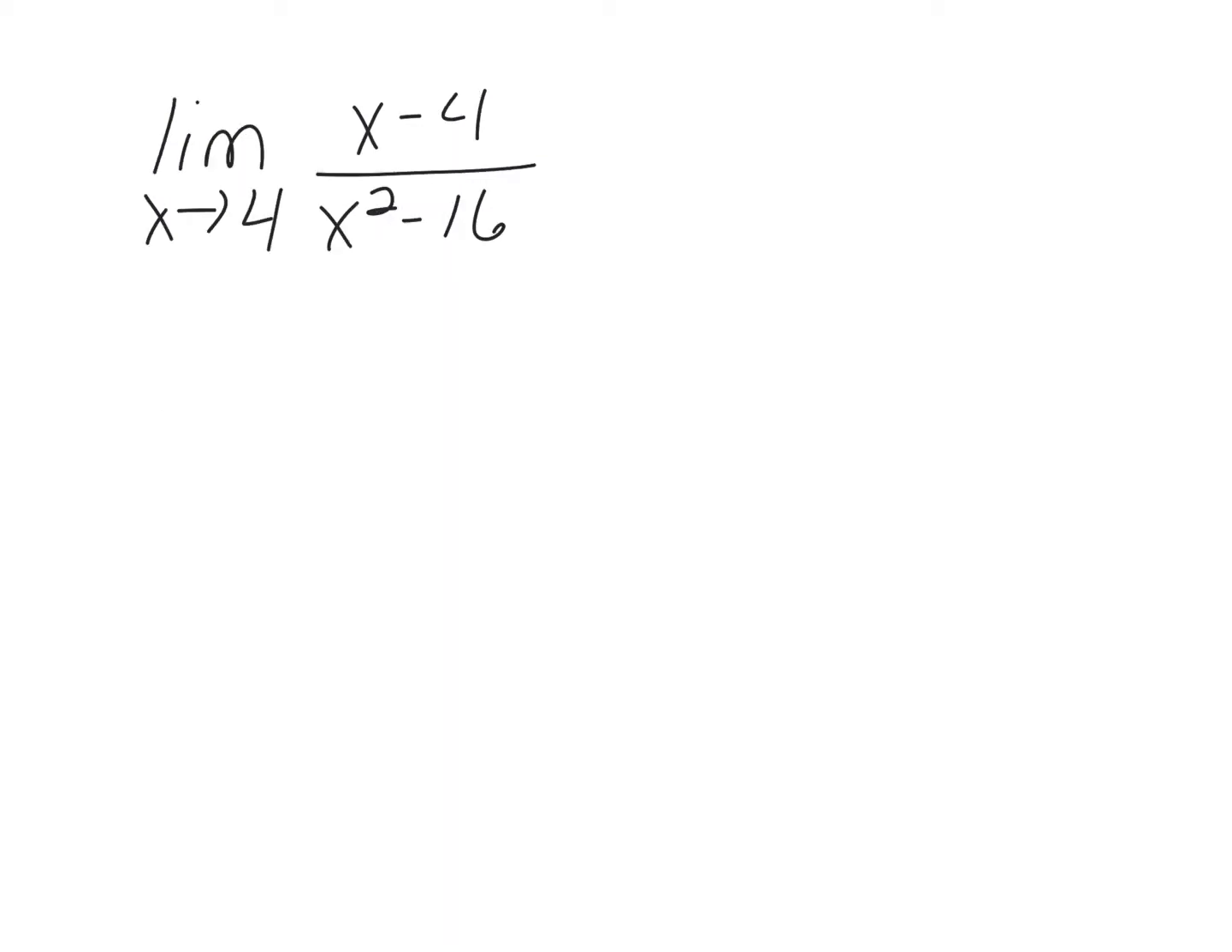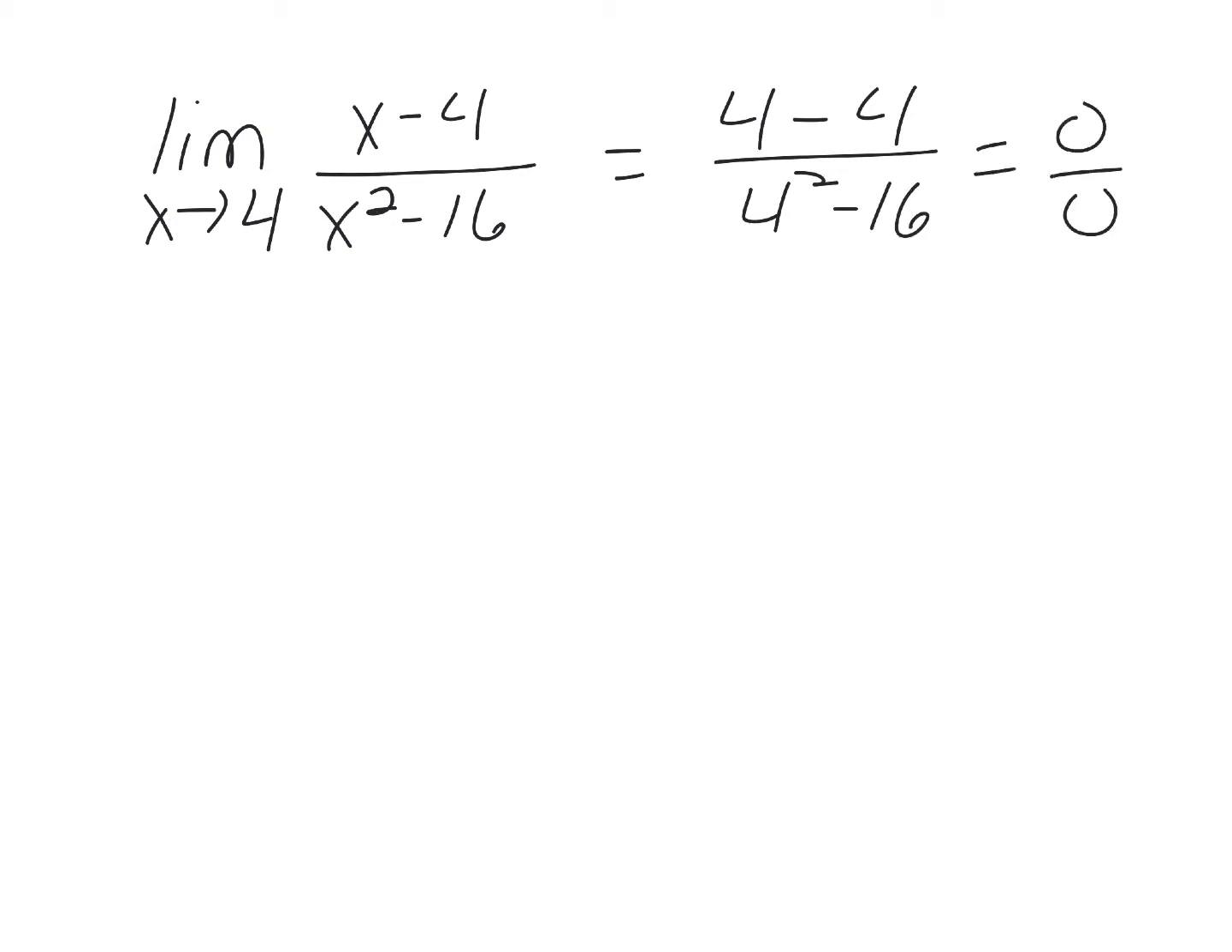There are times when we have a limit like this, where if I were to evaluate it, you would get 4 minus 4 over 4 squared minus 16. That's 0 over 0. Sometimes that would just simply be undefined and not work. Other times we have to do a little bit more work. And one of the things we can do is factor, which we still have to do, hopefully you didn't forget how to factor.